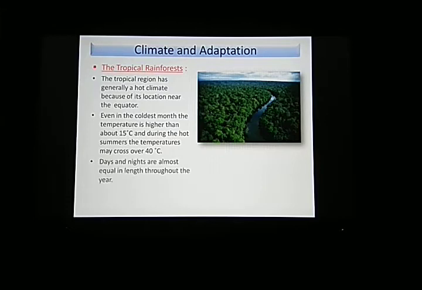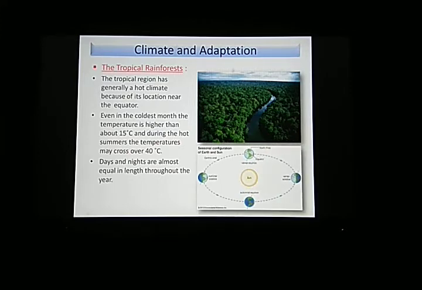Now, days and nights are almost equal in length throughout the year. In those regions, the days and the nights are almost 12 hours each. So why does this happen? Because of this factor. As we have learned in the earlier class, the Earth's axis is a little bit tilted, it's not straight. So the distribution of the sunlight across the whole of the Earth is uneven.